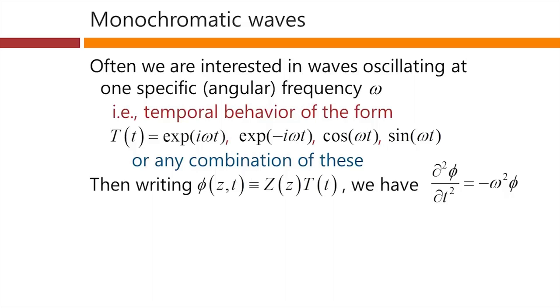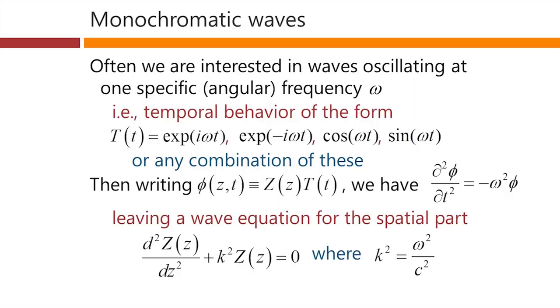Now, as a result of saying the time behavior is always the same, the same at every point in space, we can split this overall wave function, phi of z and t, into a product of some function of space, which we'll call capital Z of little z, and some function of time, capital T of little t. As a result of that, when we take the second time derivative of phi, we always get minus omega squared times phi. That works for taking the time derivative of any of these functions, or indeed any combination of them.